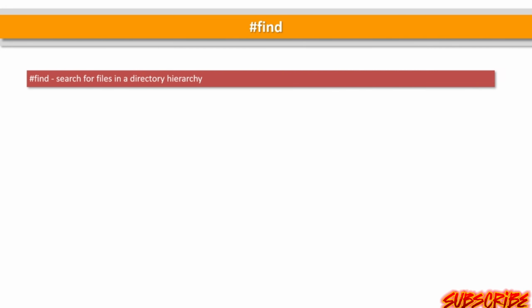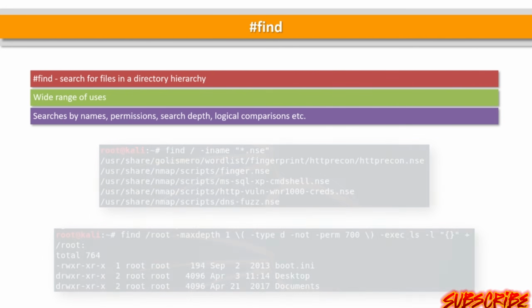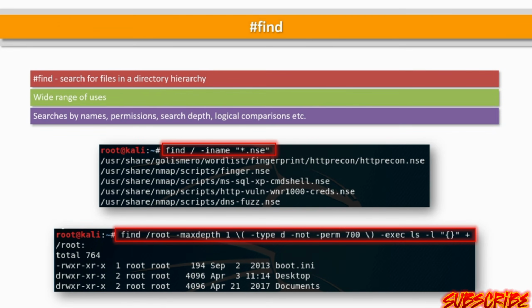Anyway, the find command is one of the most important and certainly frequently used command line utilities in Unix-like operating systems. It's used to search and find a list of files and directories according to the conditions that you specify for files matching arguments. It has a wide range of uses. For example, you can always search by names, permissions, search depth, logical comparisons, and the list goes on. But instead of listing, let's try it out.